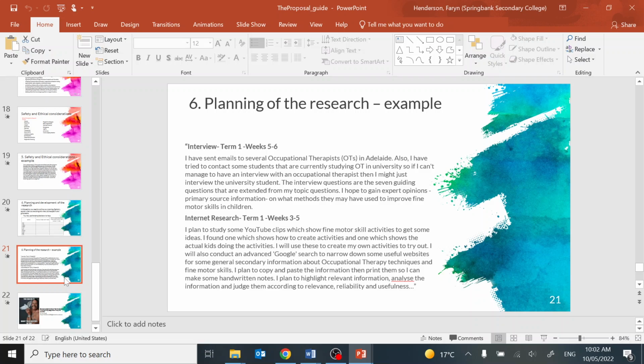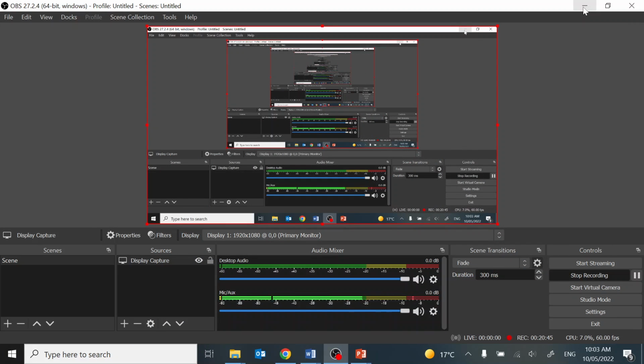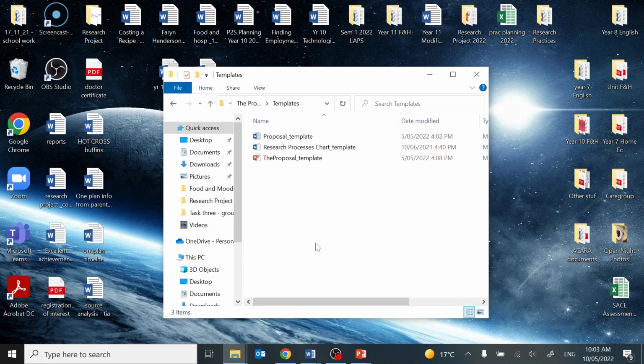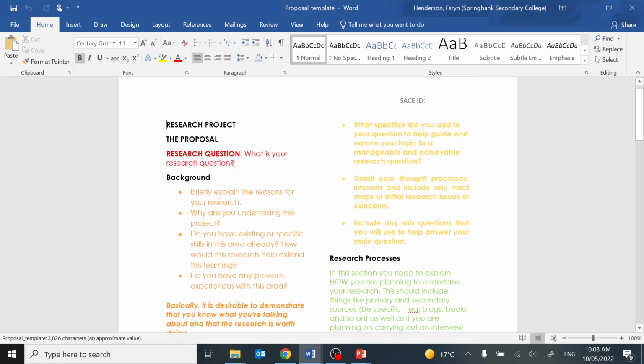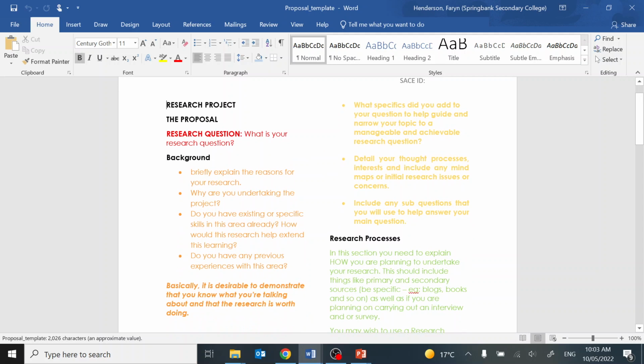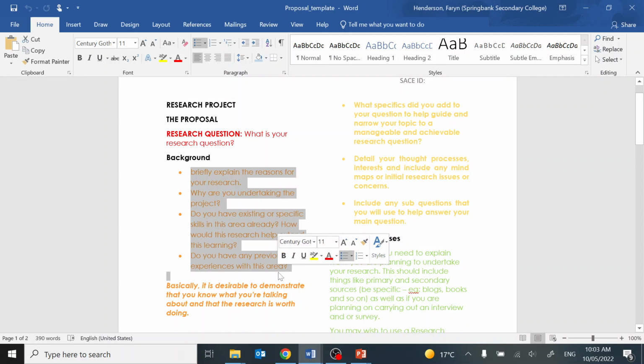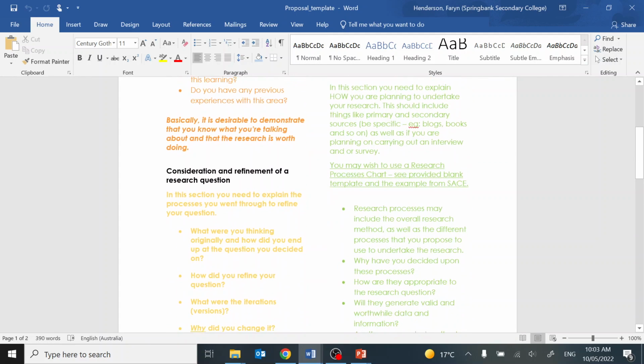So with that in mind, I have a couple of example templates which are open to use. This is just a Word template. Under each of these, I've given you some, I suppose, writing prompts.